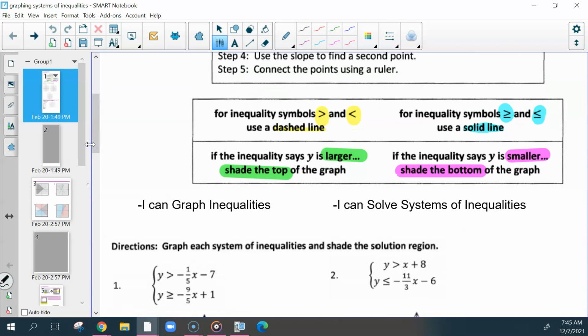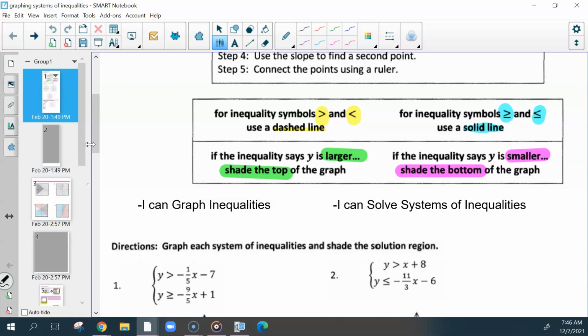So I think on your notes, some of this is blanked out. So if you want to rewrite this, you can. Or if you know it from the previous notes, that's fine too. But just as a reminder, for inequalities that are strictly greater than, strictly less than, we use the dashed line. For inequality symbols that use the equal to, so greater than or equal to, less than or equal to, we use a solid.